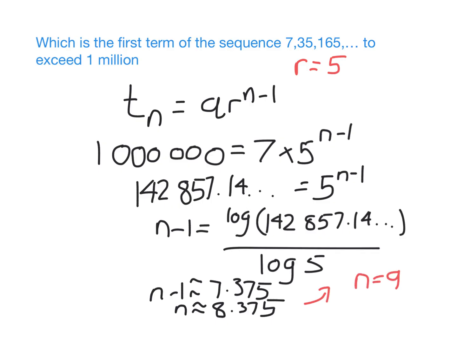Even though this is clearly less than 9, we round it up to 9 because what we found is the 8th term will be less than 1 million. The 9th term will be a bit more than a million. So it is in fact the 9th term of this sequence that is the first to exceed a million.